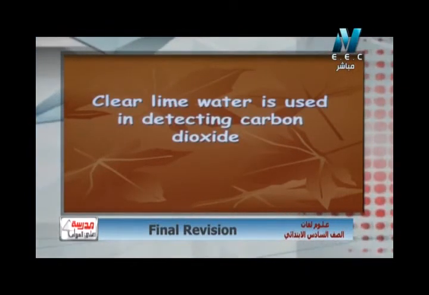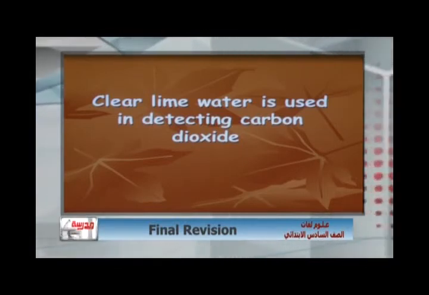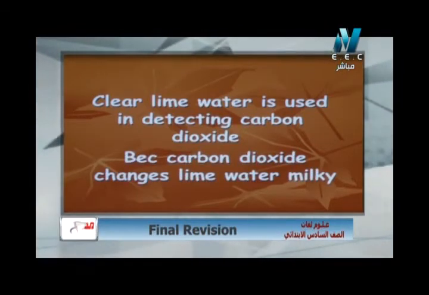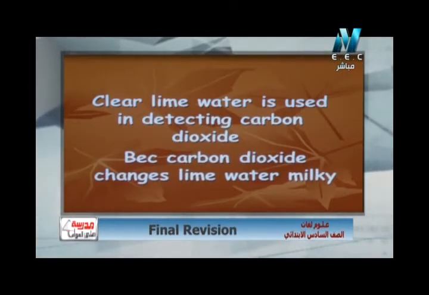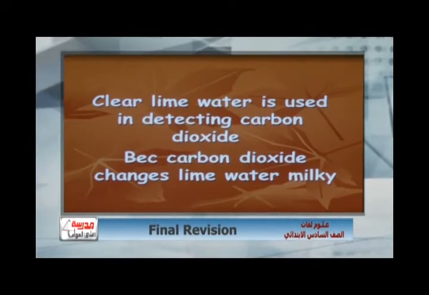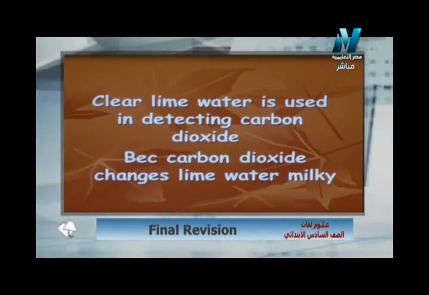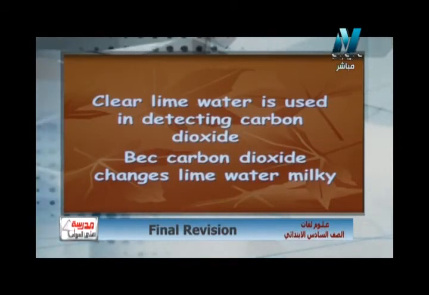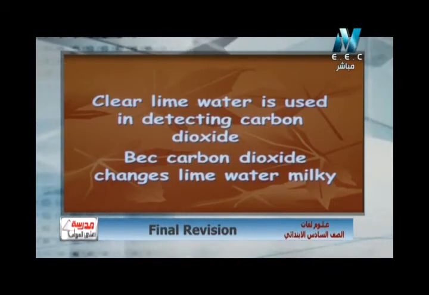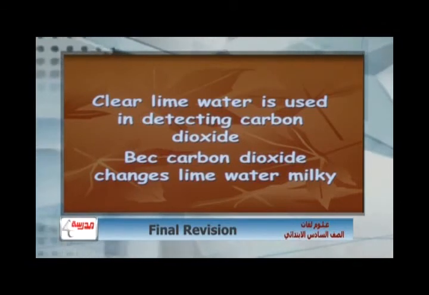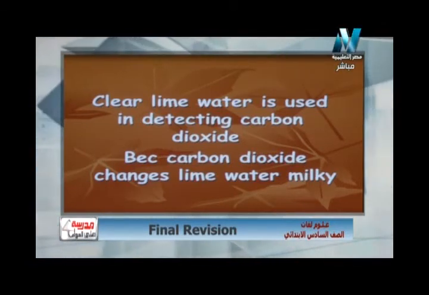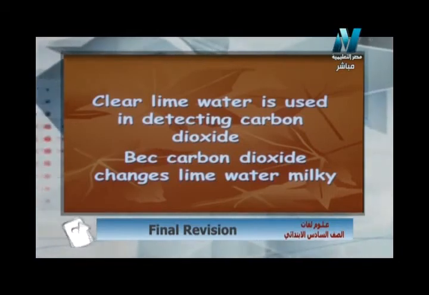Clear lime water is used to detect carbon dioxide gas, because carbon dioxide gas turns lime water milky. The question could be a bit longer: why does it turn lime water milky? Because it forms an insoluble substance, calcium carbonate, which does not dissolve in lime water. Again, clear lime water is used in detecting carbon dioxide gas because carbon dioxide changes lime water milky.